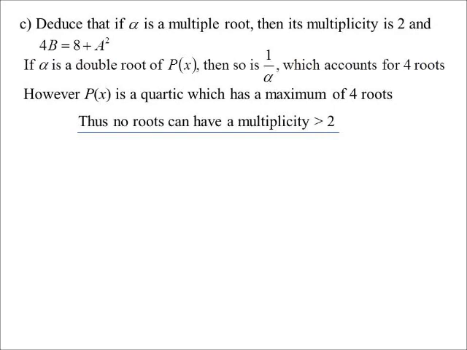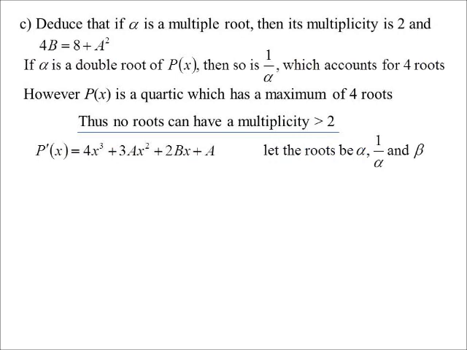Okay, but that doesn't finish our question. We've got to prove that 4b equals 8 plus a squared. Well, the derivative, I'll work that out, because we know that if it's a double root, it'll be a solution to both its function and its derivative. So there's going to be 3 roots to this cubic. I know one of them is alpha, because alpha is a double root. I know one of the solutions will be its reciprocal, because its reciprocal is a double root. And there must be some third root, which I don't know what it is. I'll just call it beta.